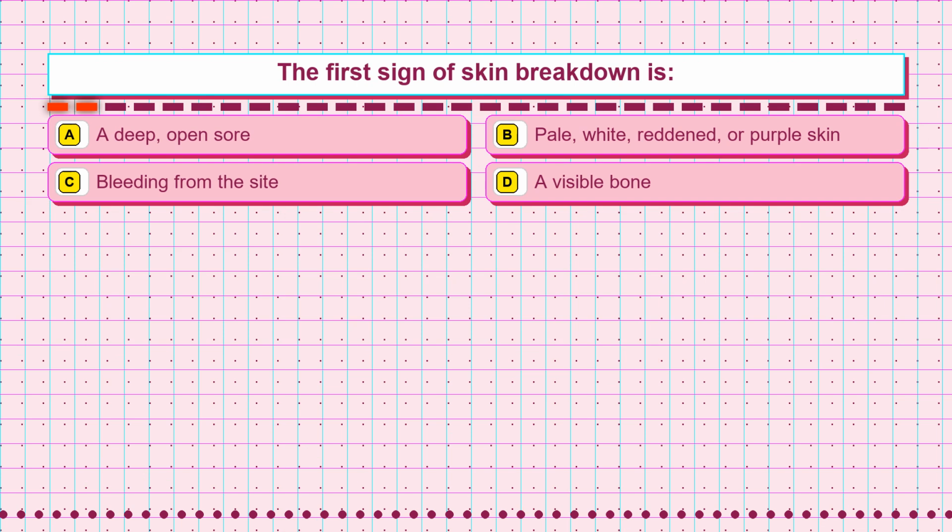Question 24. The first sign of skin breakdown is: Option A. A deep, open sore. Option B. Pale, white, reddened, or purple skin. Option C. A bleeding from the site. Option D. A visible bone.